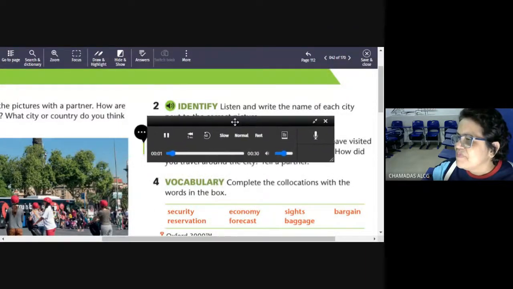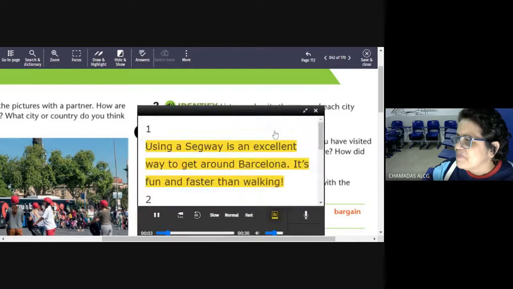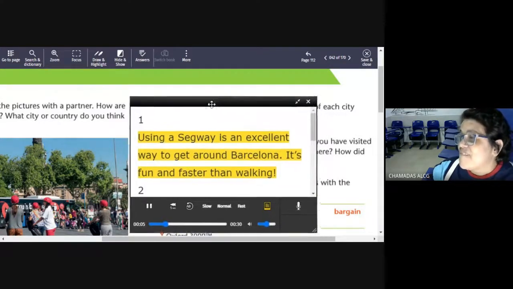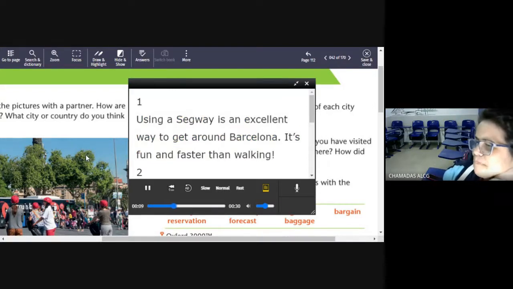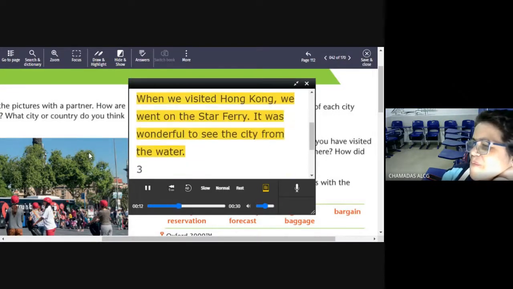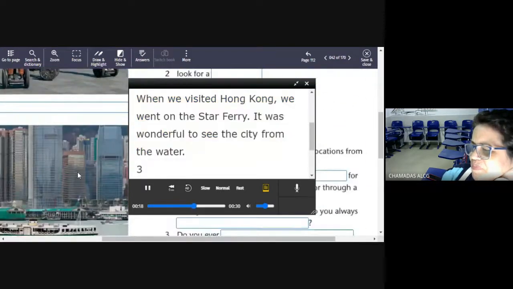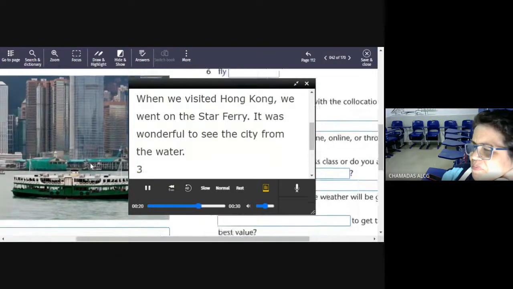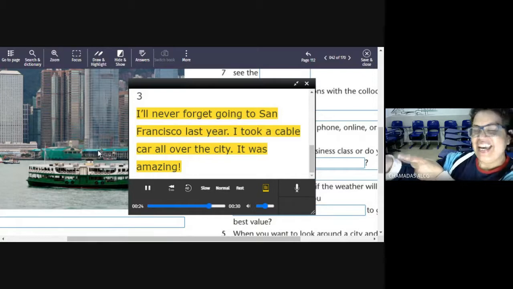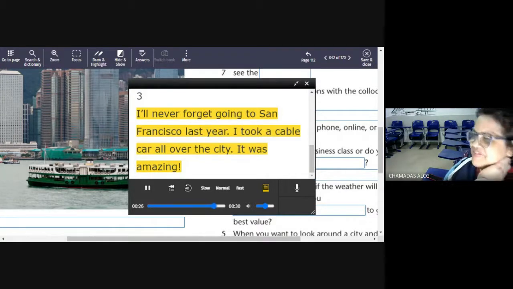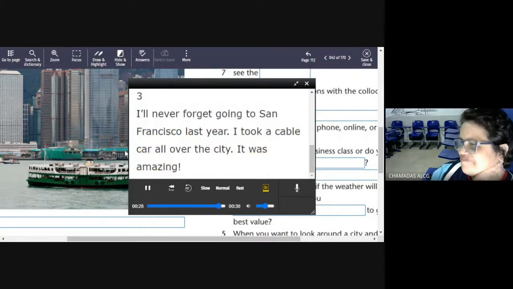1. Using a Segway is an excellent way to get around Barcelona. It's fun and faster than walking. 2. When we visited Hong Kong, we went on the Star Ferry. It was wonderful to see the city from the water. 3. I'll never forget going to San Francisco last year. I took a cable car all over the city. It was amazing.